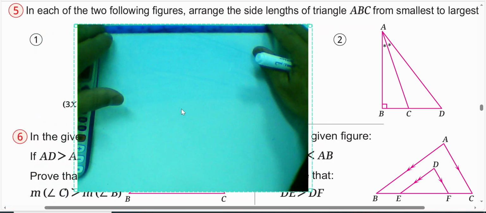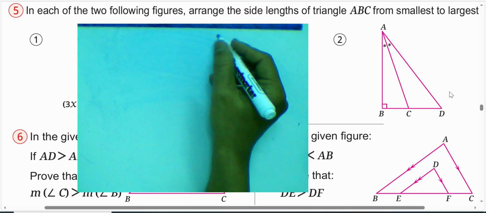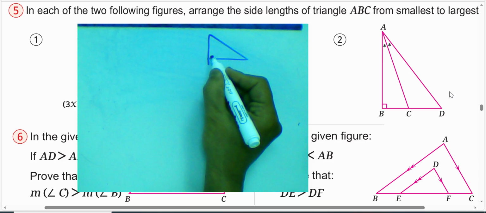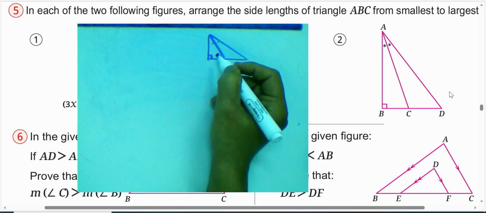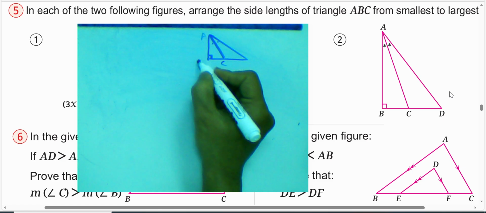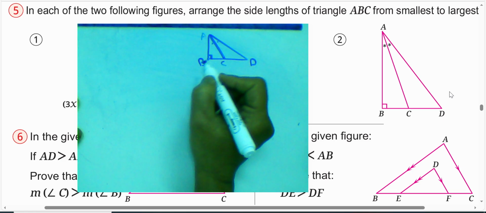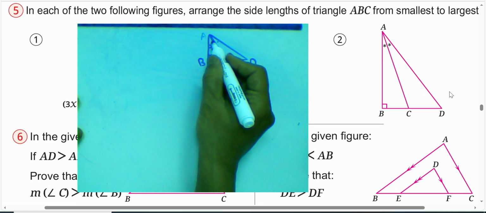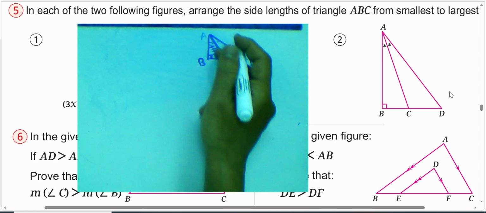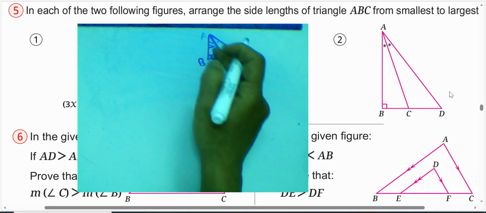Question number 2. We want to arrange the sides of triangle ABC here. Listen, we have a right angle triangle, and its straight line bisects AC, and we have B and D. First, we know EC is the hypotenuse of this triangle. He wants to arrange the sides in triangle ABC. EC is the hypotenuse here, so EC is the longest side.